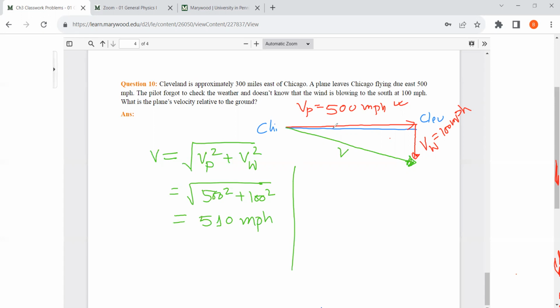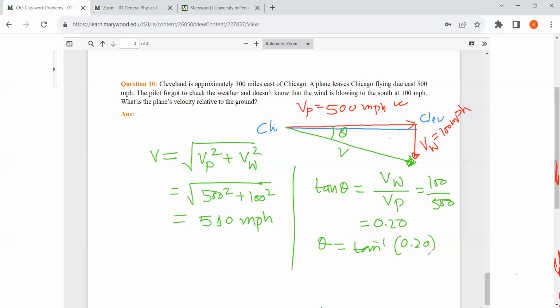Now we also want to know what this theta is. Tan theta will be opposite divided by adjacent. This is 100, this is 500, so this is 0.20. So theta will be tan inverse 0.20, which is equal to 11.3 degrees. So the plane is off by 11.3 degrees.